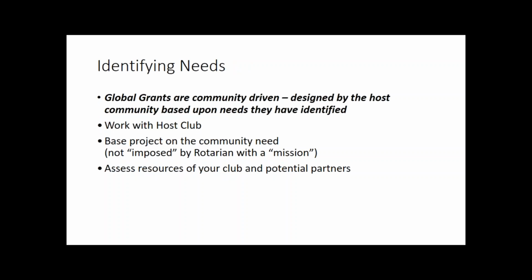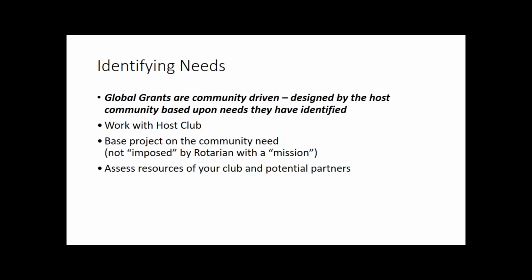Global grants are community-driven, designed by the host community based upon needs they have identified. So when you write a grant, you're the international partner, and the recipient is the host partner. Okay? You work with the host club. It requires that you have a host club, and you need to work with that host club. The project's based on community need. It's not imposed.